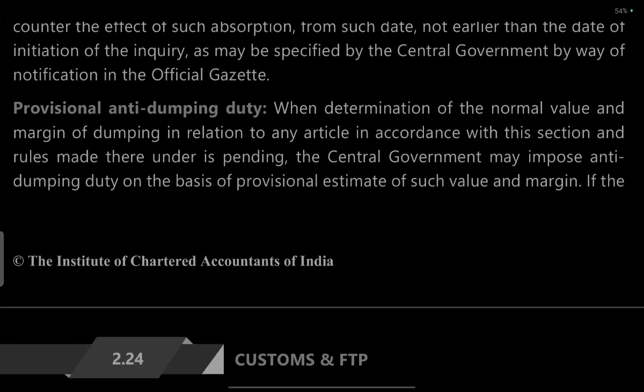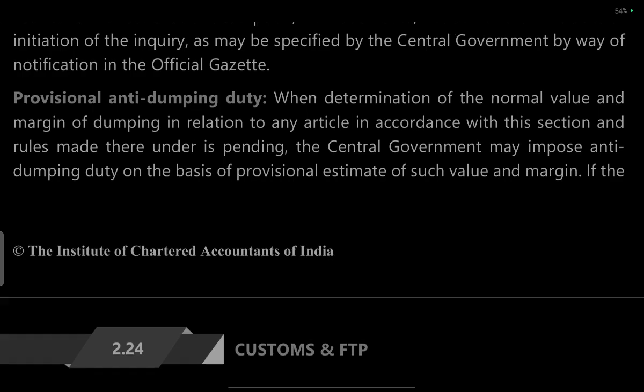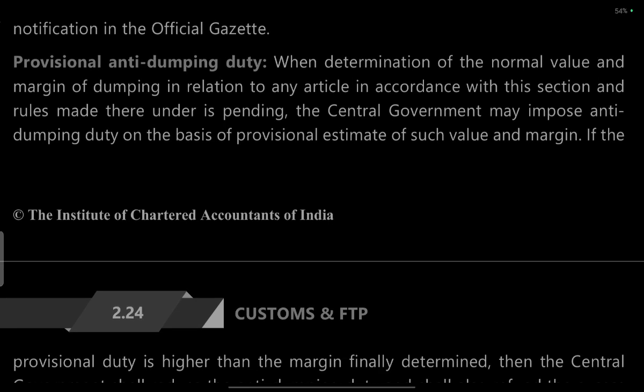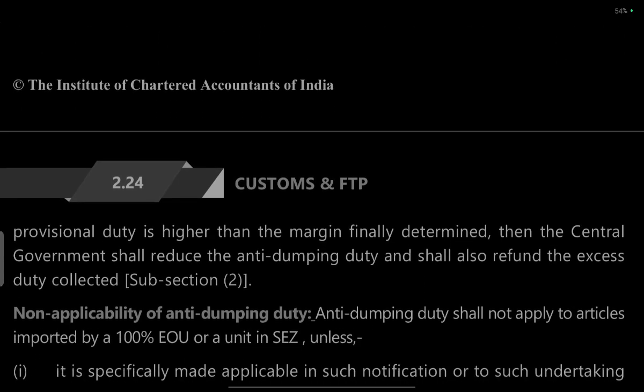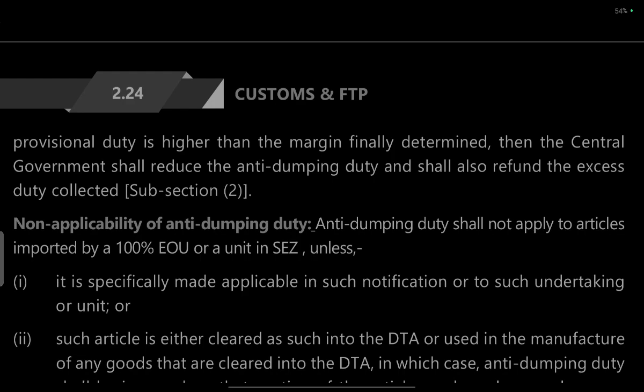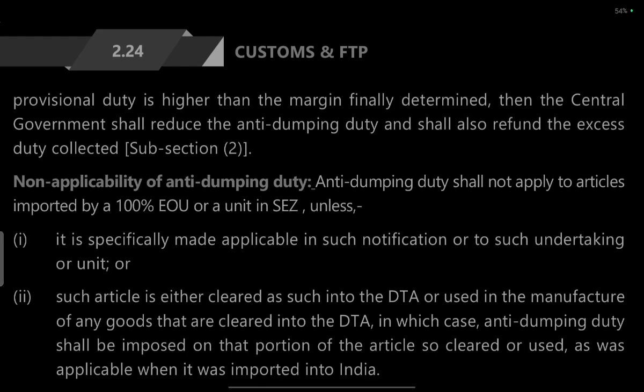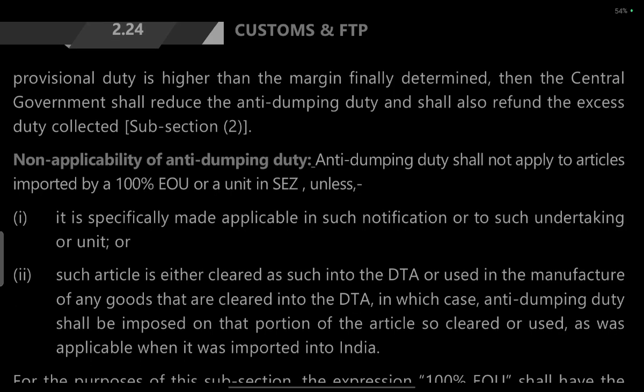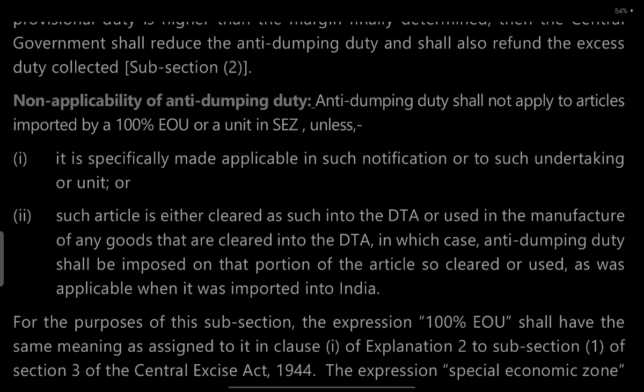Provisional anti-dumping duty. When the determination of normal value and margin of dumping in relation to any article, in accordance with the section or rules, is pending, the central government may impose anti-dumping duty on the basis of a provisional estimate of such value and margin. If the provisional duty is higher than the margin finally determined, then the central government may reduce the anti-dumping duty and refund the excess duty collected.